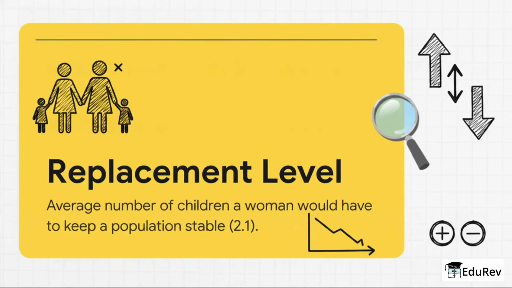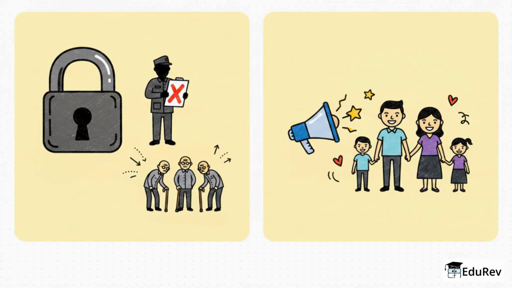And here is where we hit a magic number, 2.1. This is known as the replacement level fertility. It's the average number of children per woman needed to keep a population perfectly stable. That's 2 to replace the parents and 0.1 to offset child mortality. This 2.1 figure is crucial because if a country's fertility rate falls below it, their population will eventually start to shrink. How different countries manage this rate is a fascinating study in contrasts.